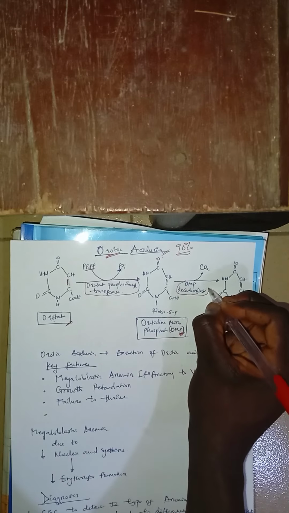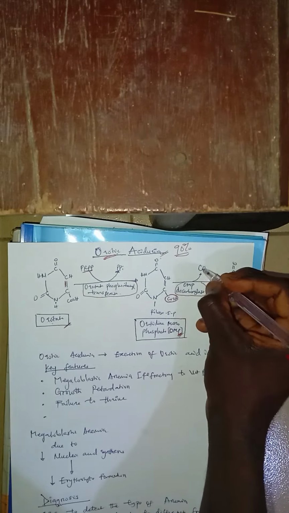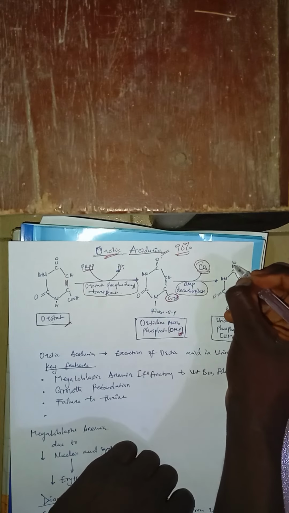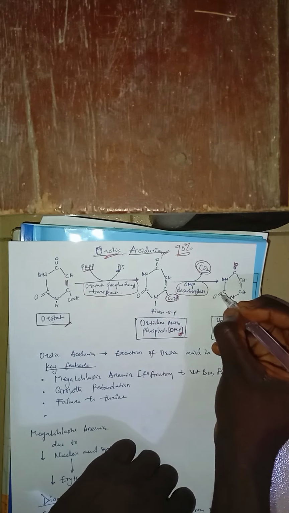Good. Now, once we got our OMP, this OMP can also be decarboxylated. I say we can lose this group here as carbon dioxide. Is that not so? When we lost that carbon dioxide, we now got what? UMP. This is a structure of UMP. I told you guys that time about this place here. You are seeing it now. UMP, uridine monophosphate. You can see it there. All right, so that is it. This is just the pathway.